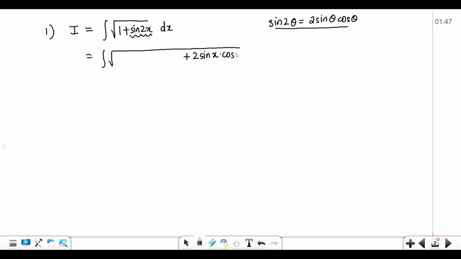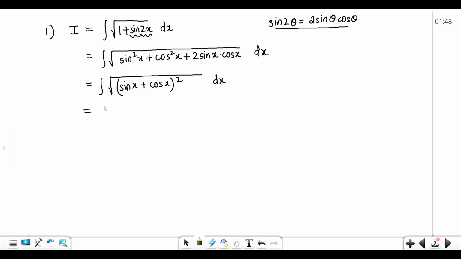And instead of 1 we will write it in terms of sine and cos, that is sine square x plus cos square x. This is just an identity: sine square x plus cos square x gives you 1. So if you look at this carefully, this is nothing but a square plus b square plus 2ab, that is a plus b the whole square. The square and root will get cancelled, so we'll be left with sin x plus cos x with respect to x.